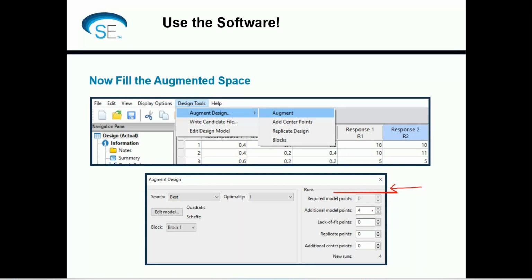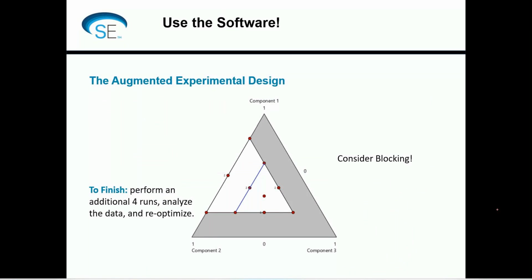So here you can see I'm adding 4 model points. Now the reason why I add 4 model points and not other points is because I really want to get as much precision as I can. 4 runs isn't a lot. I don't have the luxury of doing a ton of replicates. I already do have replicates in the original space, so I'm just going to choose model points. And here's what the algorithm does: it puts 2 runs here at the vertices, and it puts 1 run here along the middle.